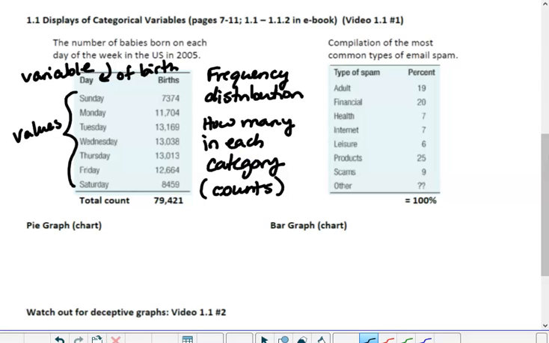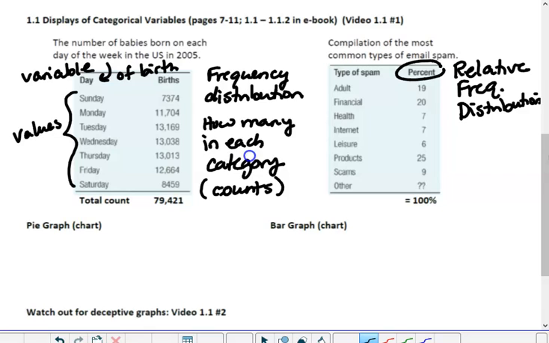Now the other table is called a relative frequency table, or a relative frequency distribution. And what the relative frequency distribution tells us is the percent in each category. So you notice here, percent tells the percent in each category.